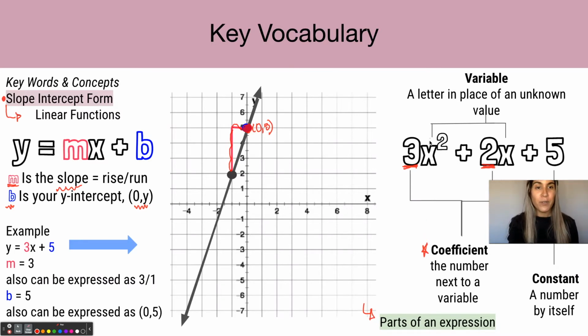Our variables are our letters that take the place of an unknown value. So in this case, x is the letter taking the place of an unknown value. And finally, we have 5, which is by itself, so it's a constant. A number by itself is considered a constant. Remember to write these down and review these concepts because they will help you out for today's lesson.